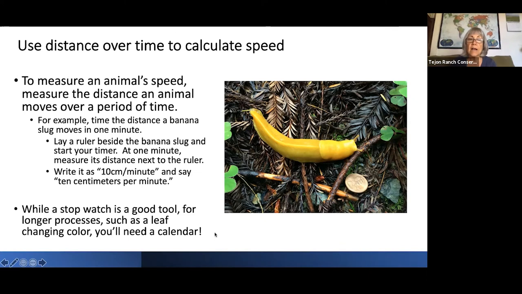Now, while a stopwatch is a good tool for this kind of thing, let's say you were trying to determine how long it takes for a liquid amber leaf to turn red and fall off a tree. Clearly, it's not going to be in minutes, and it's going to be over a period of days. Therefore, you're going to be using a calendar instead. So keep in mind that a timer can be a variety of different tools.